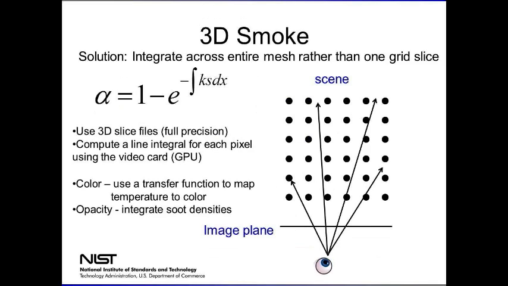So what this has led me to do is to change the approach of how we're modeling this smoke visualization in Smokeview. Instead of integrating from one plane to the next and just storing these intermediate quantities, I want to integrate across the entire mesh in one fell swoop using a line integral. That way, all the intermediate quantities are available to me in the CPU, so there's no loss of precision.